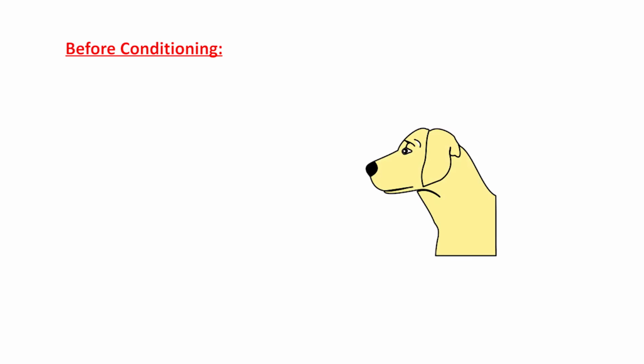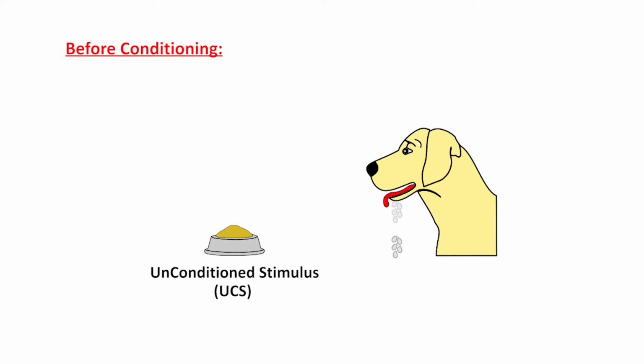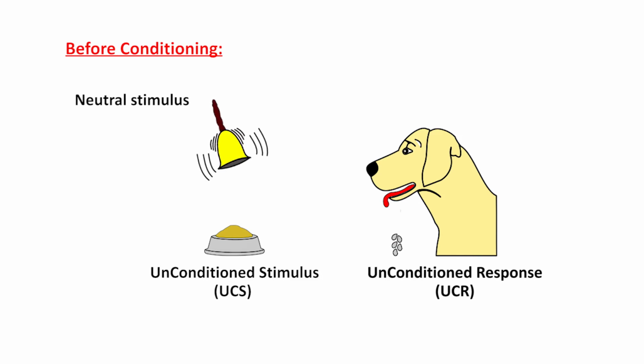In the first stage, that is the before conditioning stage of the learning process, Pavlov provided a natural stimulus, the sight of the food, that will automatically elicit a response that is called salivation. In other words, the unconditioned stimulus, which we call UCS, produces an unconditioned response that we call UCR. At this point, a neutral stimulus that produces no effect is introduced.